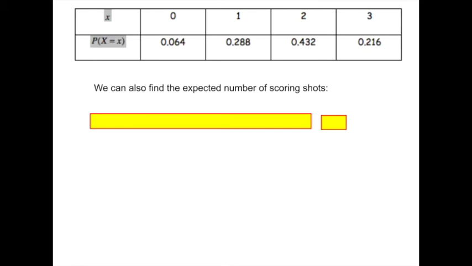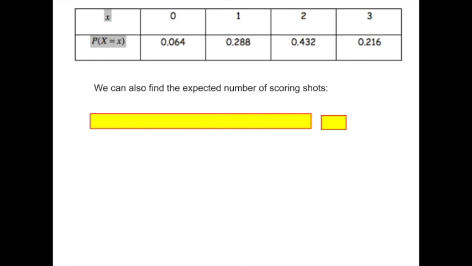Another useful thing to calculate is the expected number of scoring shots. What that translates to is basically the mean of this distribution. If I was to perform this action, let's say 100 times, 1,000 times, so I was shooting at the hoop 3 times, and then I did it a second time, shot 3 times, a third time, shot 3 times. Let's say I did that 100 times. Then on average, how many scoring shots would I expect to have achieved?